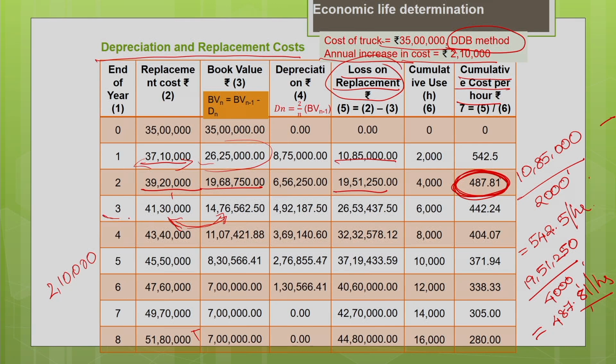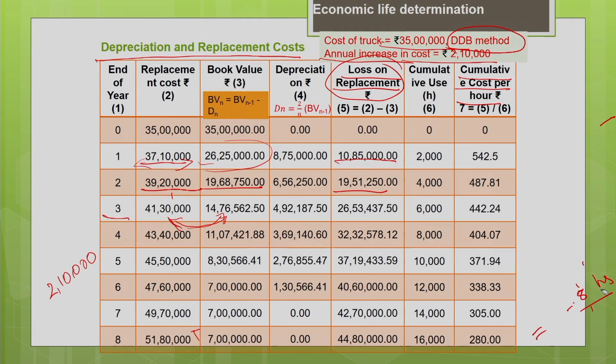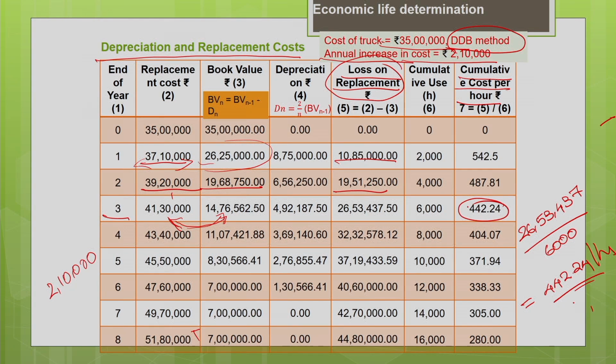So we are calculating on the cumulative basis. Similarly for the third year, it is nothing but 26,53,437 divided by 6000. It gives you the cost as 442.24 per hour. So if I am going to replace this machine at the end of third year, you can see the cost per hour associated is 442.24 per hour for the past 3 years.